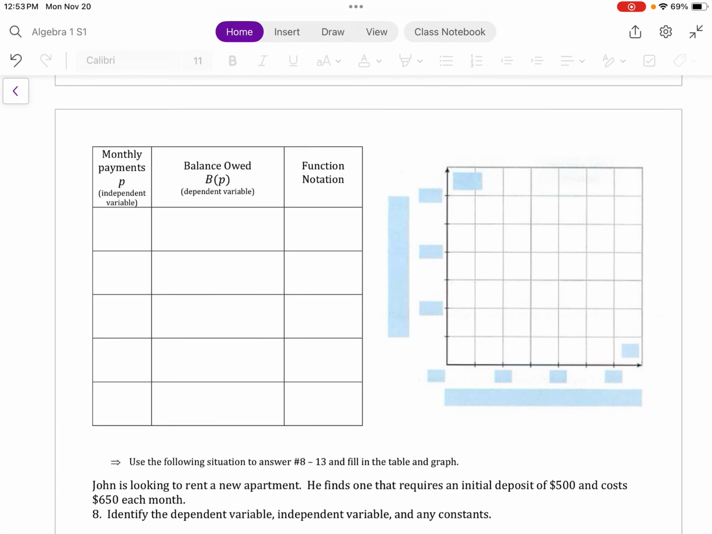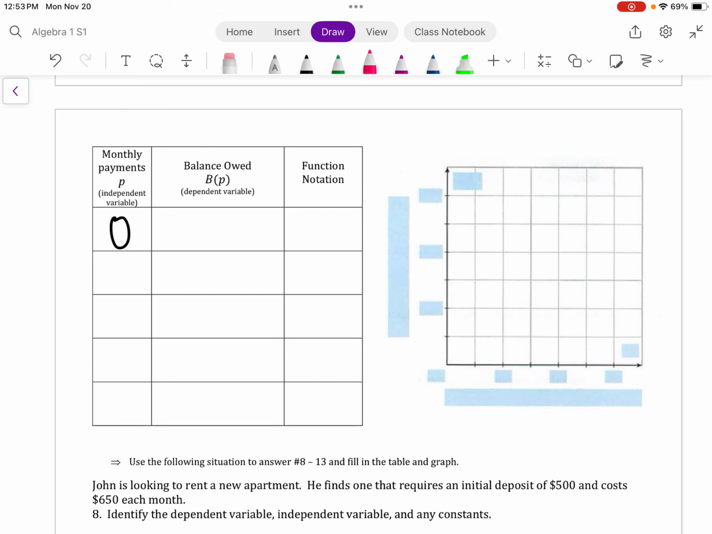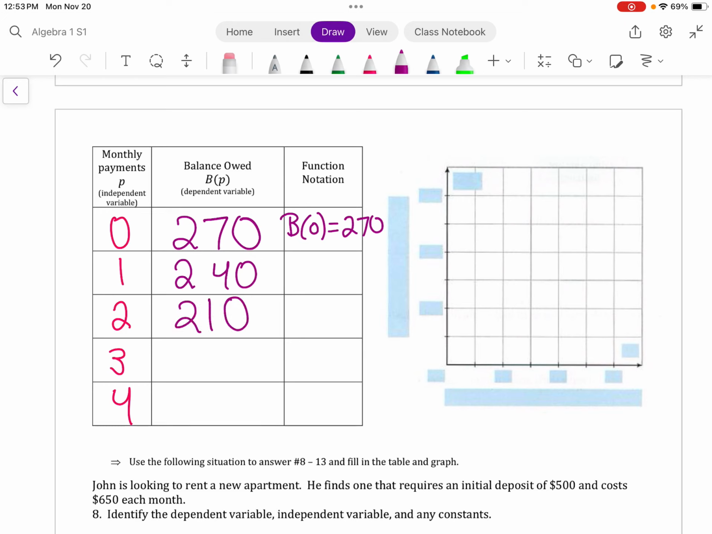All right, so let's make a payment from there. So 0, 1, 2, 3, 4. And then what you're going to do is you're going to subtract 30 each time. So if I subtract 30, that will be 240. If I subtract 30, it's 210. If I subtract 30, it's 180. If I subtract 30, it's 150. Because I'm plugging in a function each time.